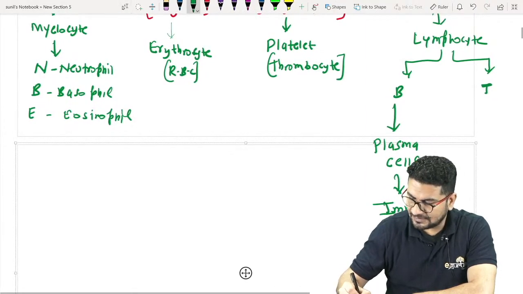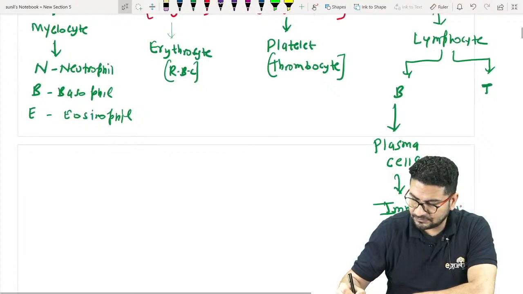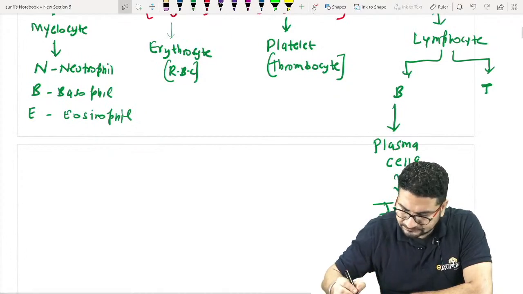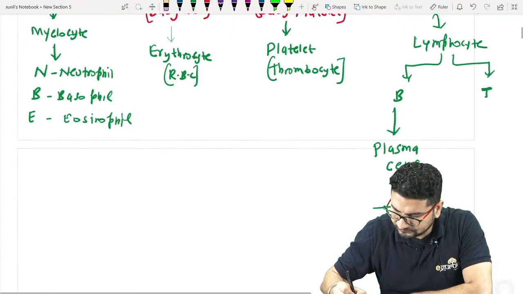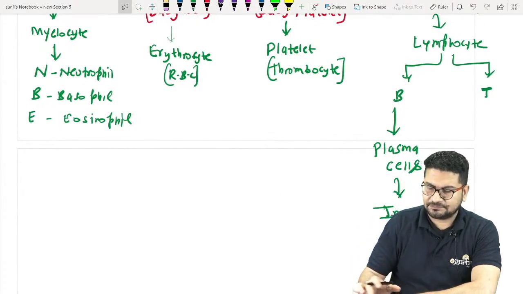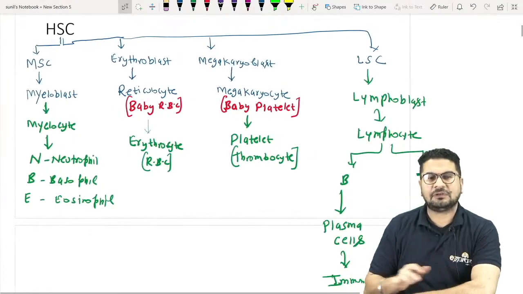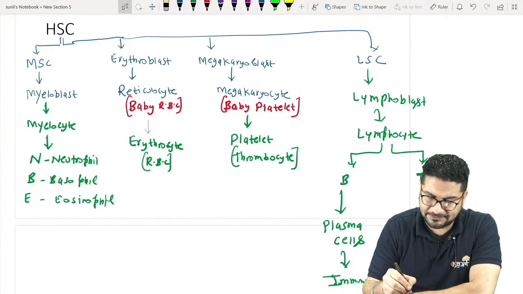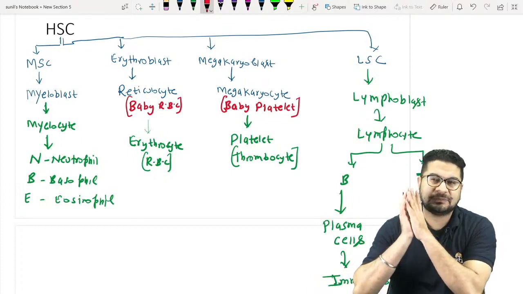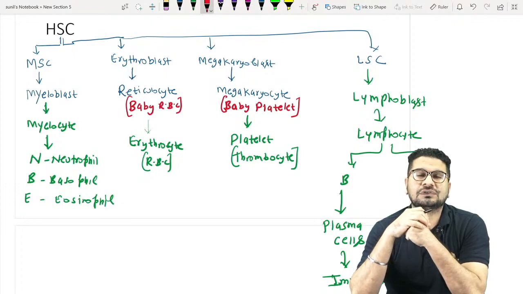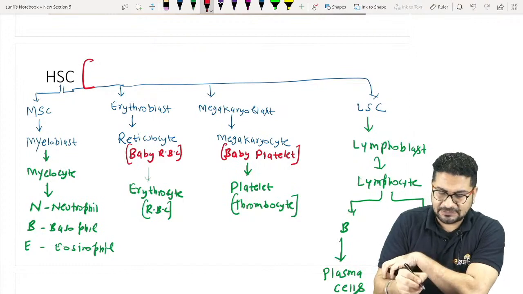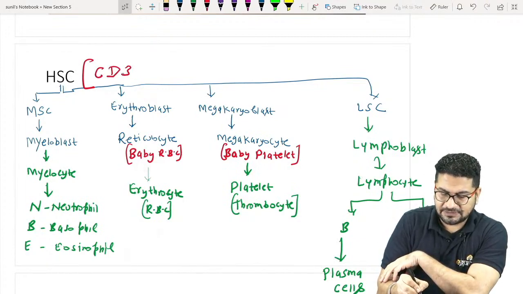Okay, so understand why I am teaching you this: because you should know what we need to study in hematology. First are hematopoietic stem cells. These are precursor cells or the main cells. We call them precursor cells or progenitor cells. These hematopoietic stem cells are positive for the CD marker CD34.